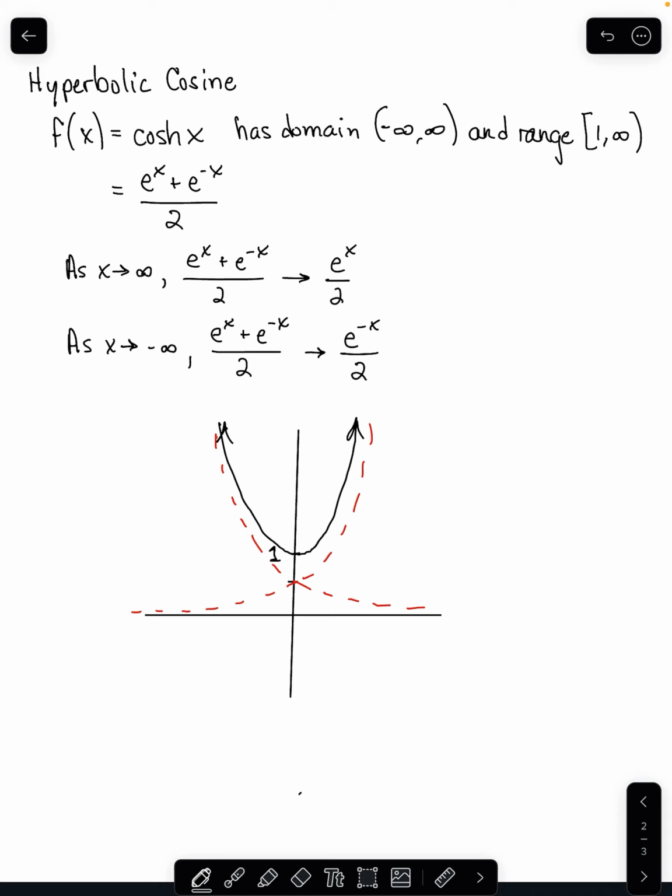The graphs of the other 5 hyperbolic functions, and yes, that includes the reciprocal functions, hyperbolic cosecant, hyperbolic secant, and hyperbolic cotangent. The other 3 graphs are derived in similar fashion. Next, let's take a look at hyperbolic sine.